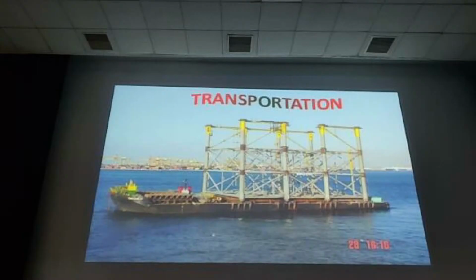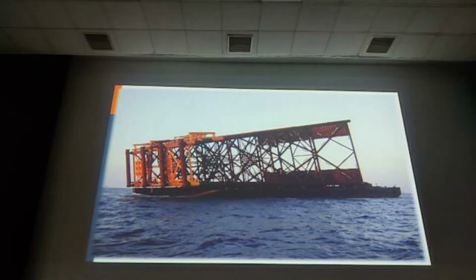The image for jacket transporting. This jacket they are transporting vertically. Then they will lift it using a lift crane and place it into the water. This is maybe a shallow water jacket. If it is deeper, we can't place it on the barge like that. This is a deeper jacket they are transporting. Then we have to launch it into the water. If we find sufficient barge capacity, we can lift it.